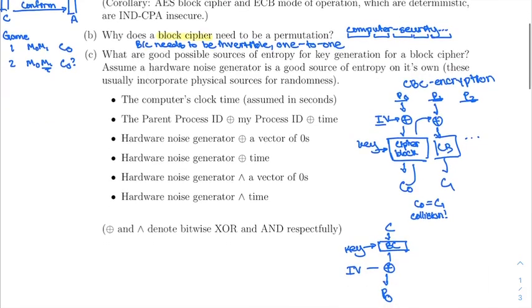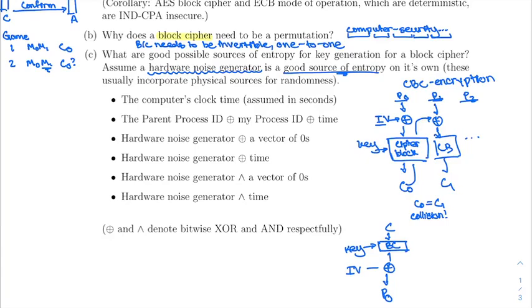Cool. Great. So for part C, what are good possible sources of entropy for key generation for a block cipher? So hopefully you talked a little bit about this. Assume a hardware noise generator is a good source of entropy on its own. These usually incorporate physical sources for randomness. We won't really get into specifically how this works, at least in this discussion, but you can just trust that this is in fact a good source of entropy.